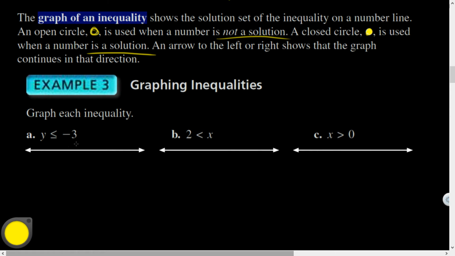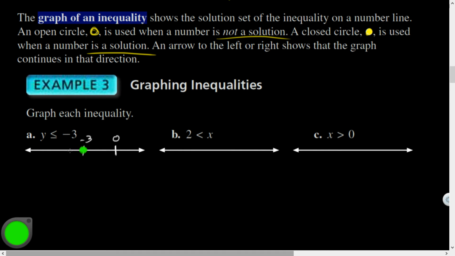So y is less than or equal to negative 3. Watch how I graph this. You don't have to be super fancy. All of your graphs, I want to have a 0 on it. And negative 3 would be somewhere over here. Okay? Now my solutions. Is negative 3 a solution? Is negative 3 less than or equal to itself? Yeah, it's equal to itself. So I could put a closed circle at negative 3.